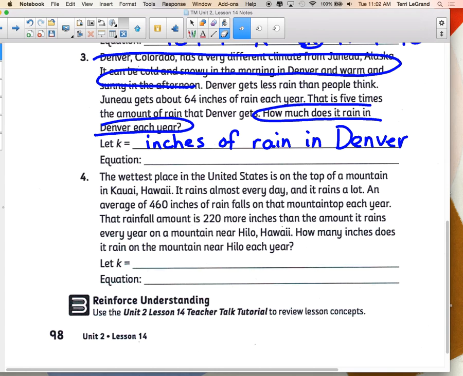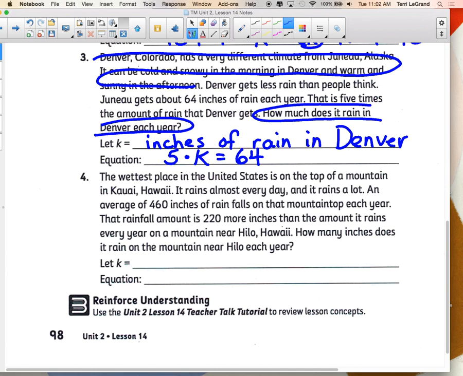I'm not going to be very happy when I see crazy equations put together that I don't think you thought through. Hey, Ikea, what do you think? 5 times k equals 64. Okay. Let's analyze that one. 5 times what number is 64? How can we reverse that so we can figure out what k is?